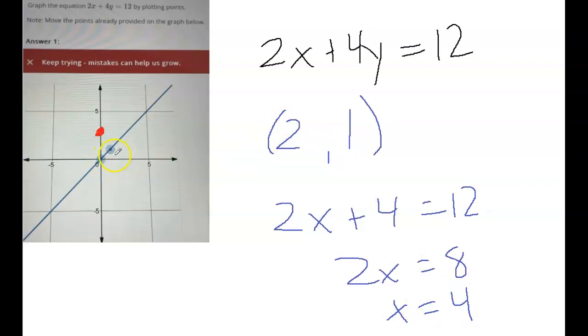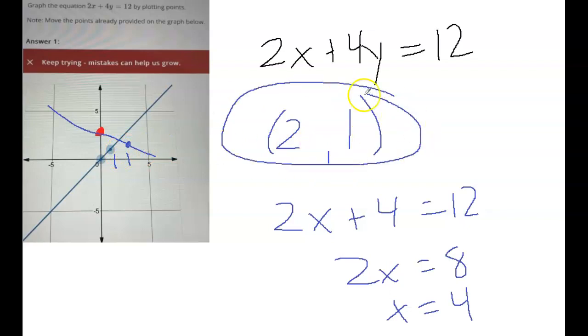That point, you go over 2 on the x-axis, up 1. So your line's going to look something like that through the 2 points you get. So drag the points that are already there to the 2 new points that you find.